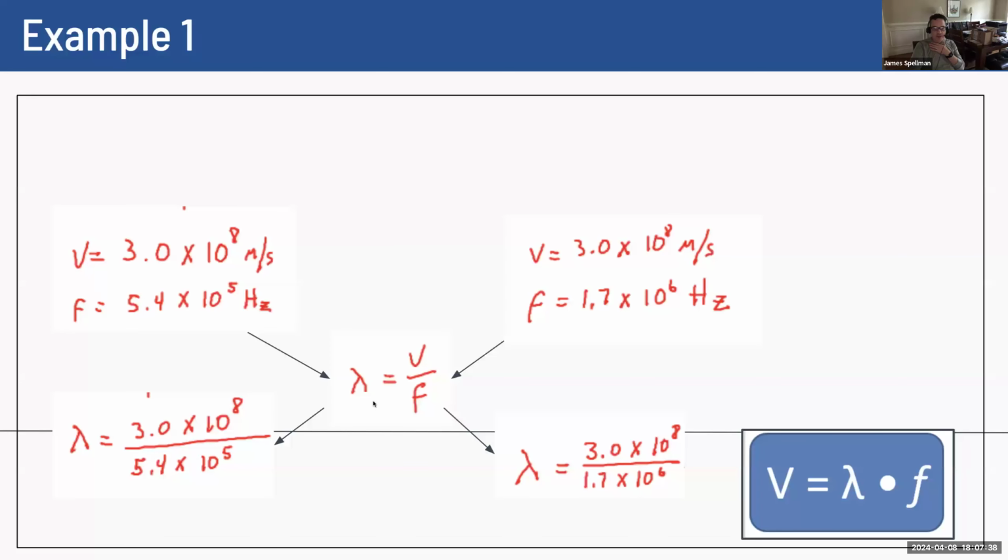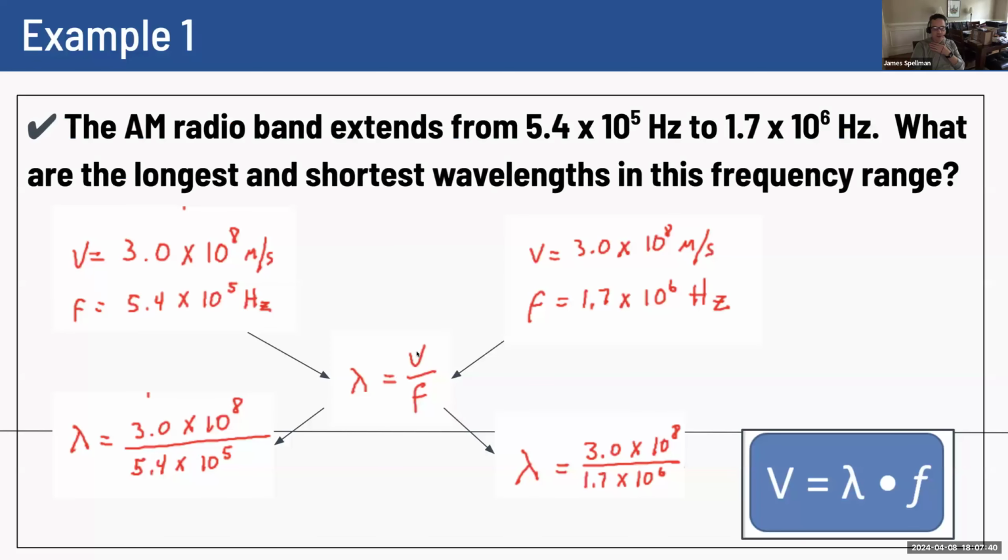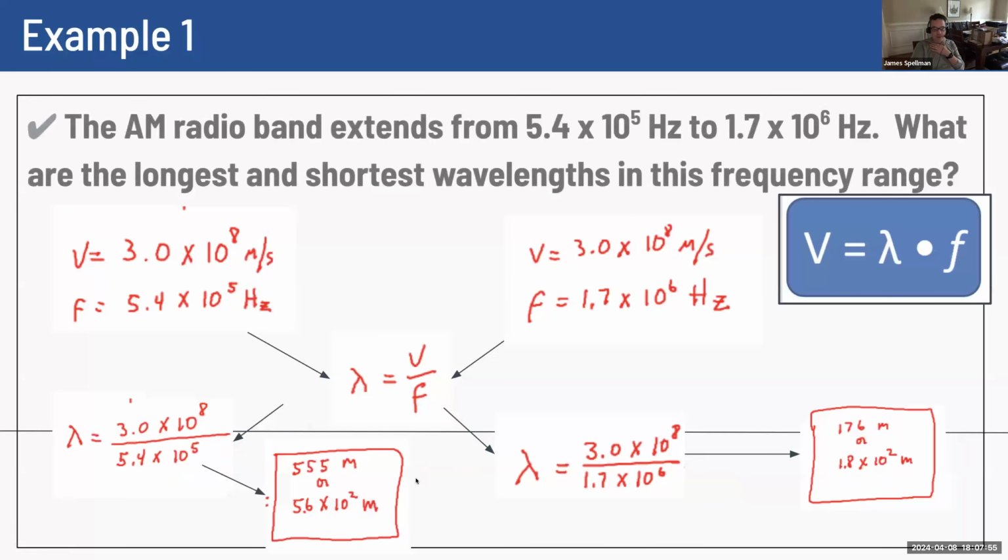So to get our answers, we simply need to take that velocity and divide it by that frequency. You could put this into your Desmos calculator. So for the first one, put it in, divide the 2 numbers. For the second one, do the same thing, divide the 2 numbers, and then the answer that it spits out should be our answer to the question. So for the 5.4 times 10 to the 5th hertz, we would get a wavelength of approximately 555 meters.